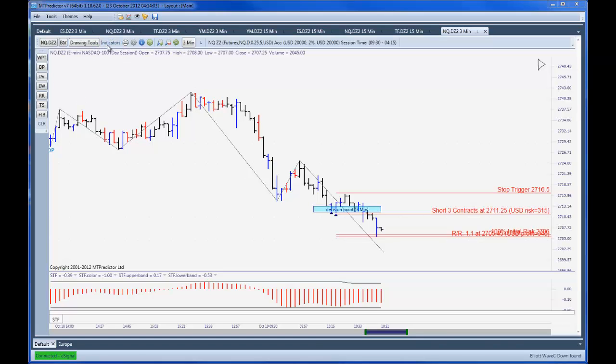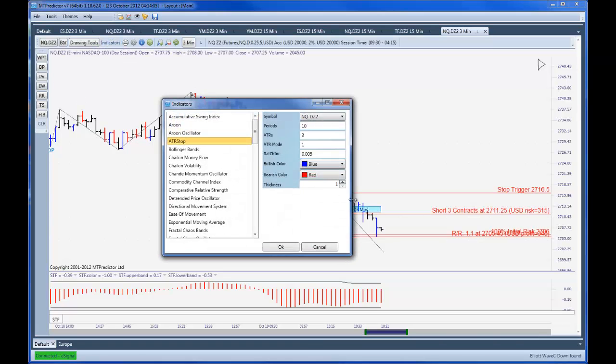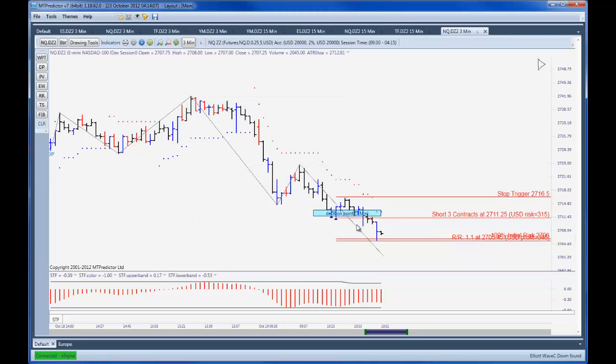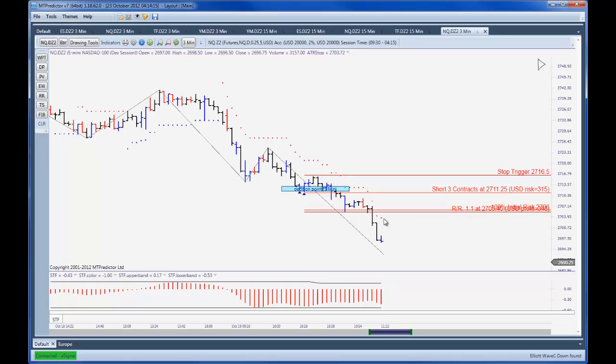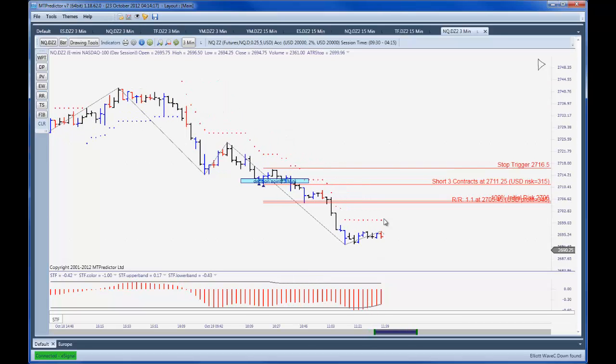So let's put the ATR stop on. ATR stop, it goes on. So all you do now is, as the ATR stop then goes beyond the break even level, which it did there, you then simply manage the trade with the ATR stop.